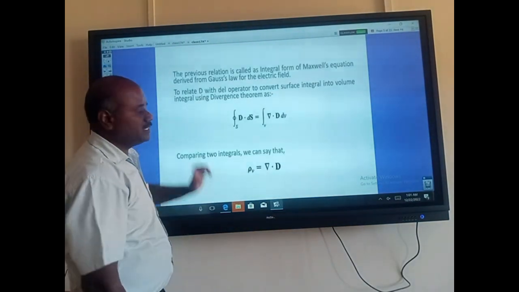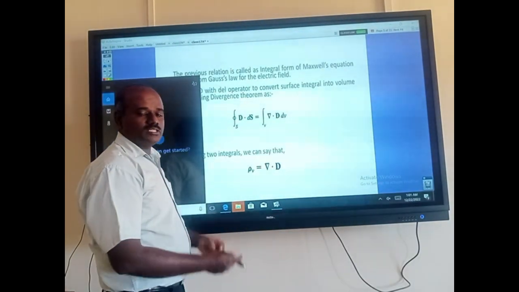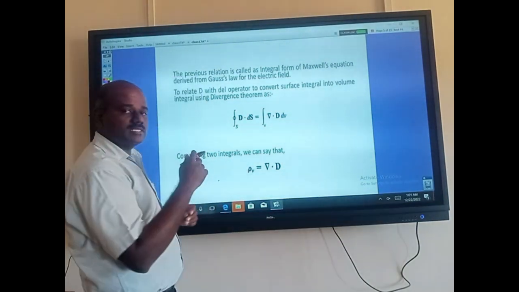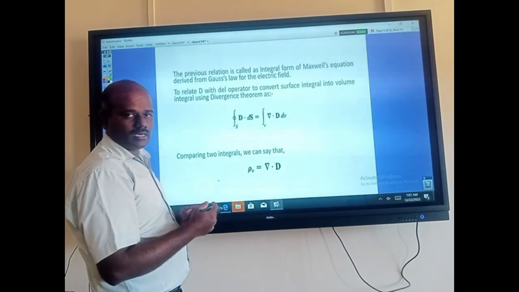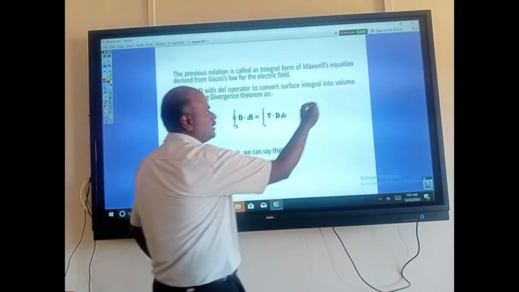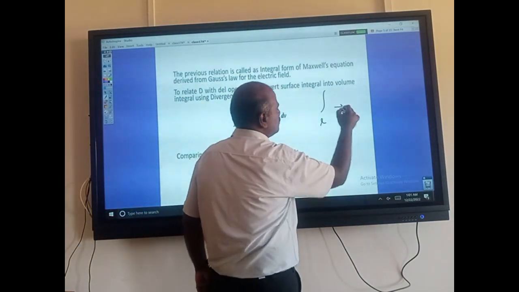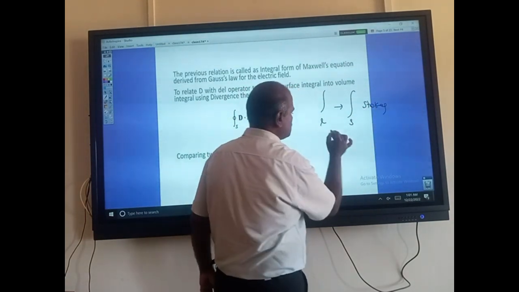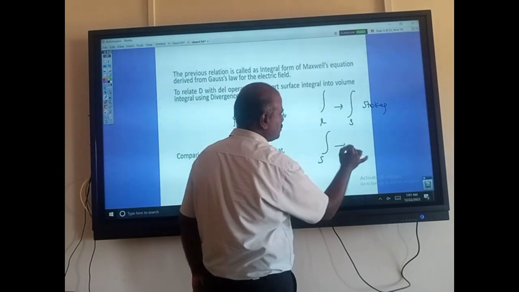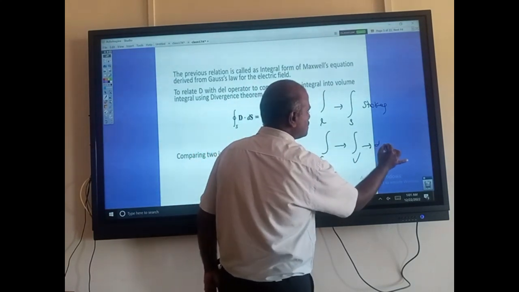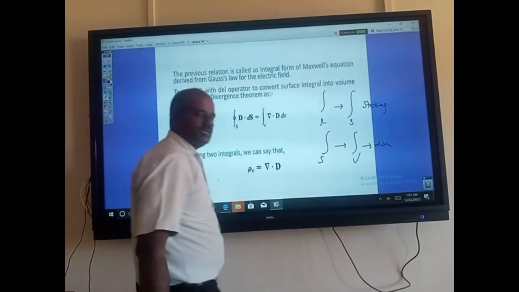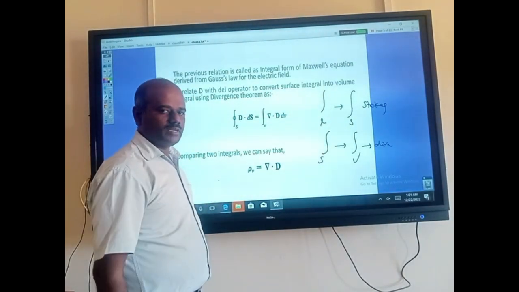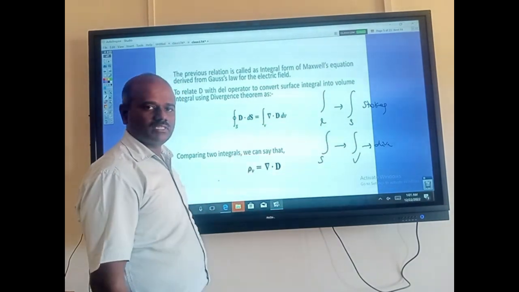Next we can consider the differential form. We know the Stokes theorem and the divergence theorem. Stokes theorem relates a line integral and a surface integral, so we can convert from a line integral to a surface integral. The divergence theorem converts a surface integral to a volume integral. Whenever we need these two theorems, we will use them. We can convert from line to surface and surface to volume integrals using the Stokes and divergence theorems.